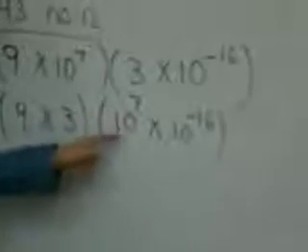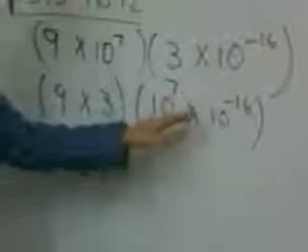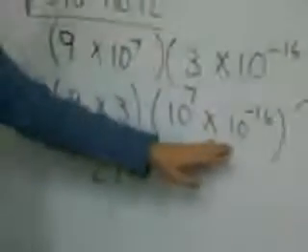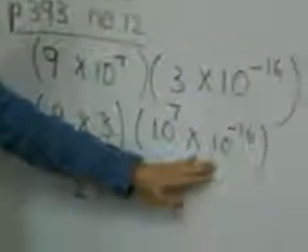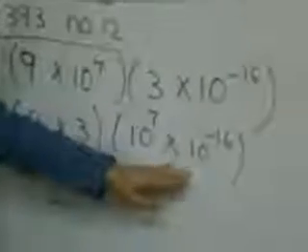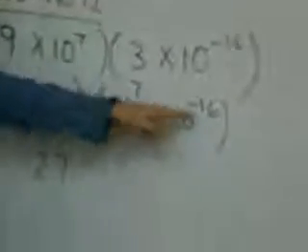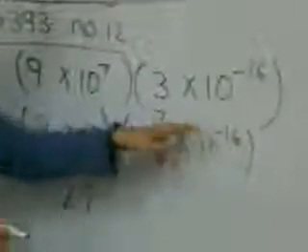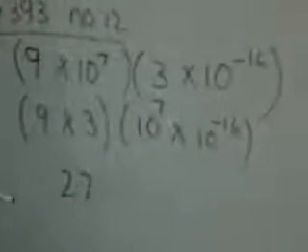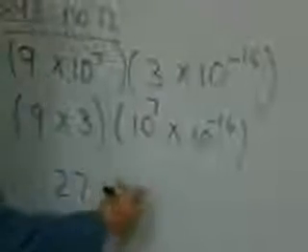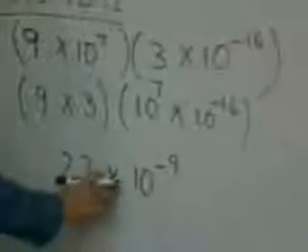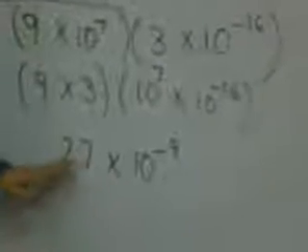When we multiply with scientific notation, and it works the same for any other kind of exponent, the exponents get added. We add the exponents. So minus 16 plus 7 gives me what? That gives me 10 to the negative 9. So my answer here is 27 times 10 to the negative 9.